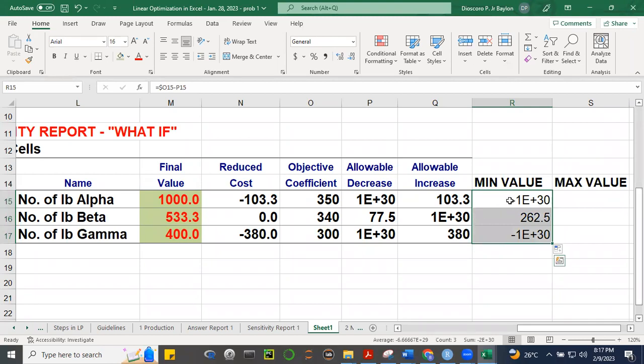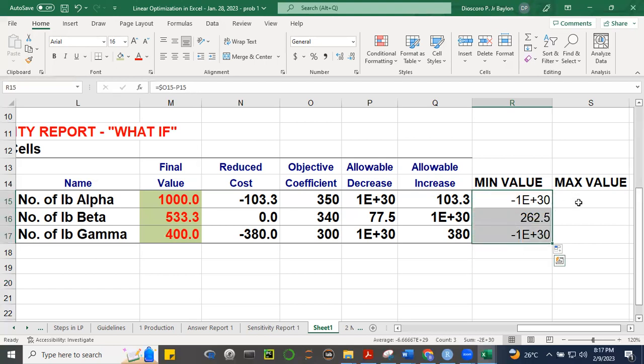Negative 1e, okay, plus 30. What does this mean? So this is a negative number, and then plus 30 zeros, negative 1, and then 30 zeros. Ibig sabihin, this is a very, very big negative number. No? We can consider it as, well, practically parang, in a sense, parang infinite na, no? Infinitely small negative. Okay, so that's what that means, no?